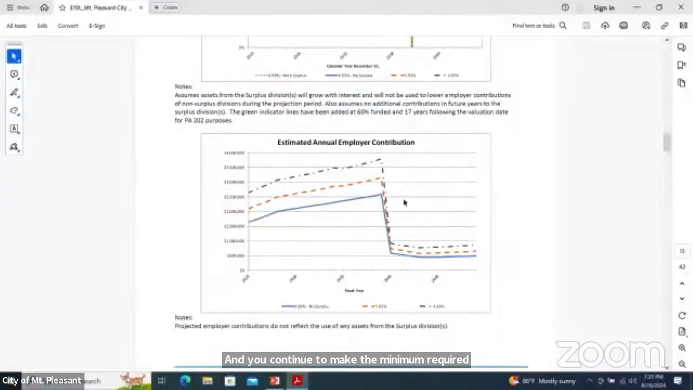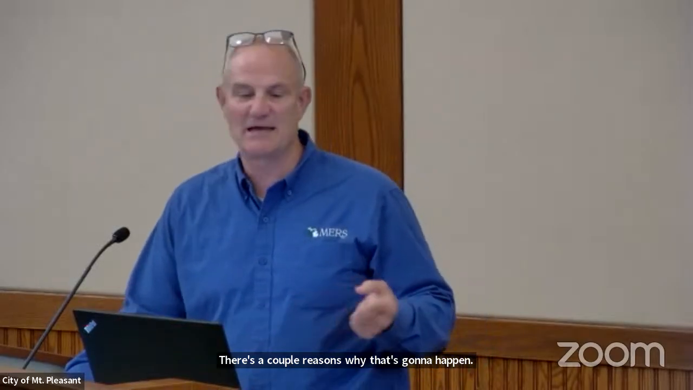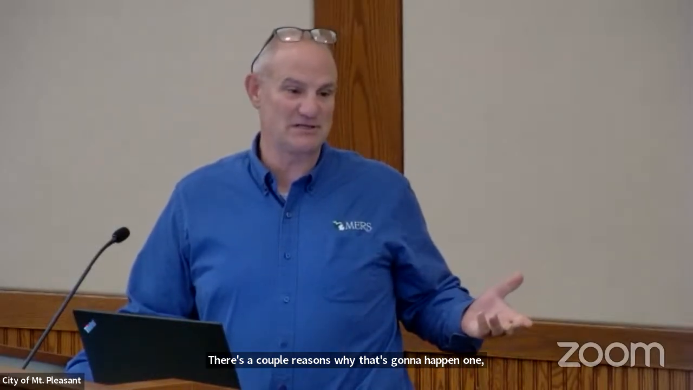This shows you what those minimum required contributions are going to be in a graphical form. You can see here about 1.6 or so million. It's going to peak over 2.5 million. Then it will drop. There's a couple of reasons why that's going to happen. One, we're forcing you to 100% funded, but the other reason is that unlike your police and fire pension system, your MERS defined benefit plan is closed.